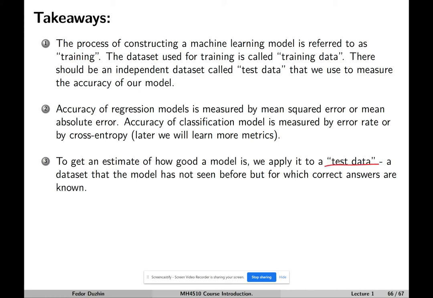Maybe I should mention that there are two types of problems. One is prediction, another one is inference. If we care about accuracy of prediction, then we need test data.